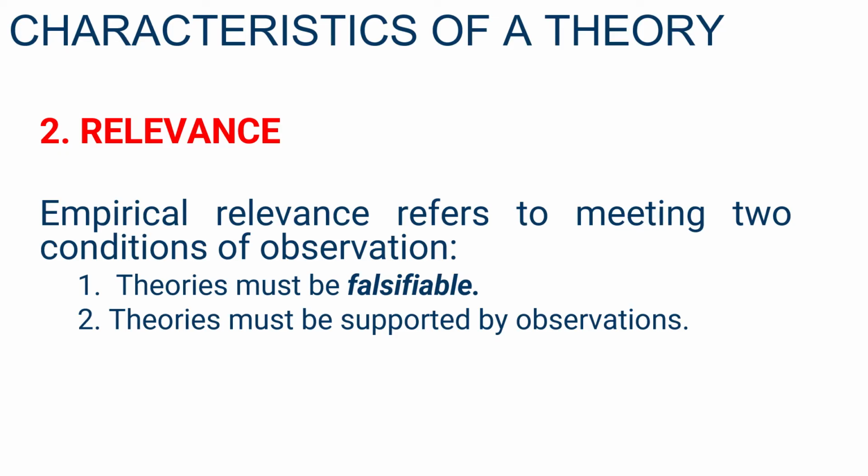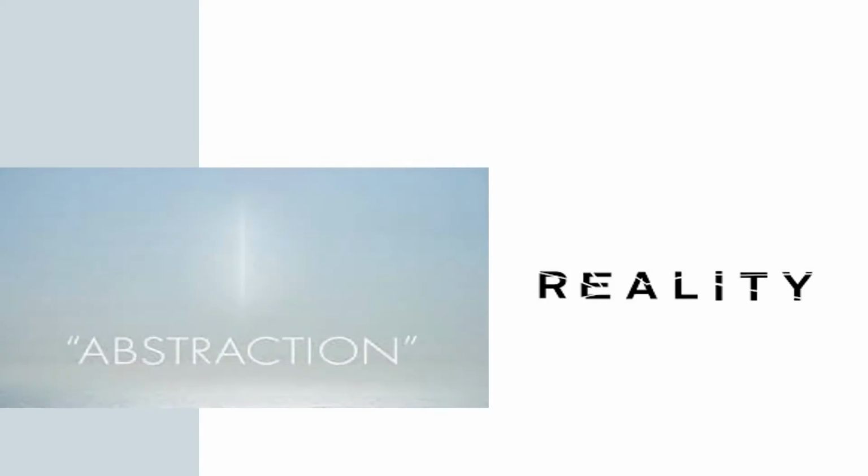This is also the reason why previously we mentioned our review of literature must contain recent articles, in order to prove that the theory is indeed still falsifiable. There is still room for argument, there is still room for debate. And secondly, theories must be supported by observation. So we get to see the two characteristics of a theory: it must be abstract and it must be relevant. This is where the play of abstraction and reality comes in.